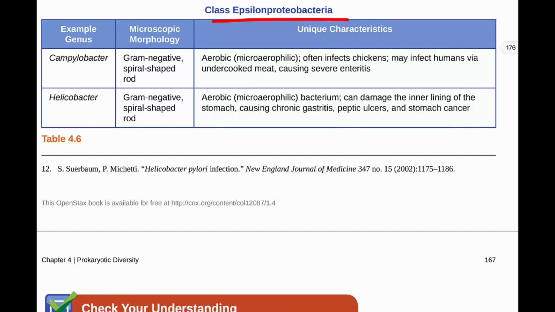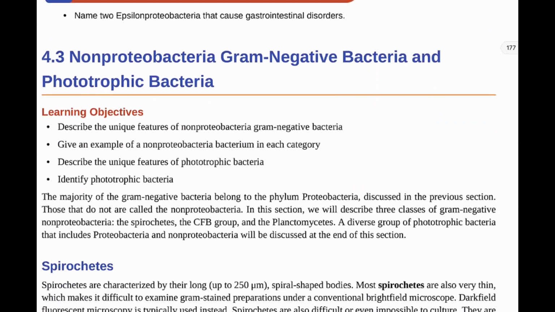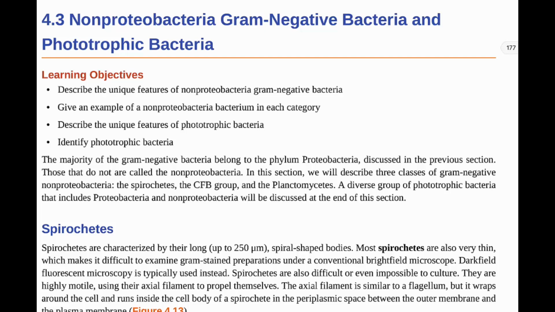All right, so next we're going to move on to our non-Proteobacteria, gram-negative bacteria. And then we'll also talk about the phototrophic bacteria. So we just finished up the section on Proteobacteria that is a gram-negative bacteria.